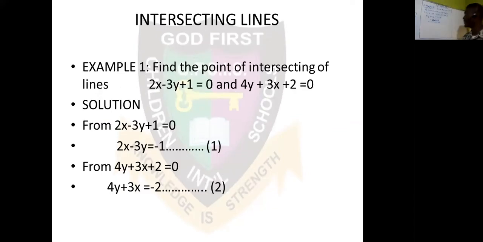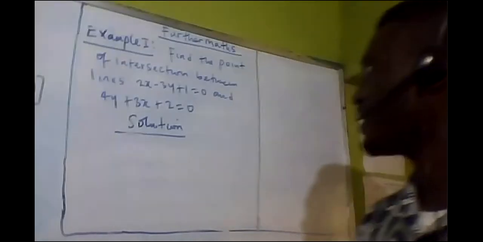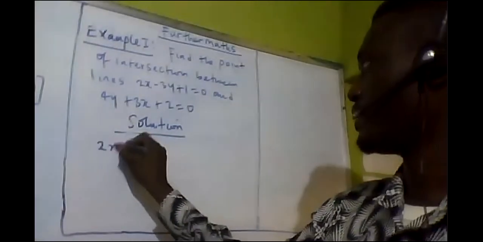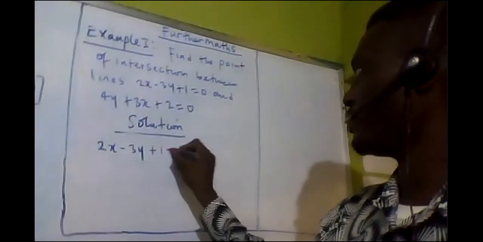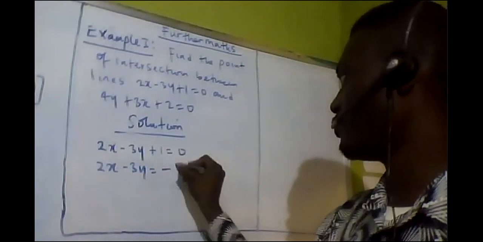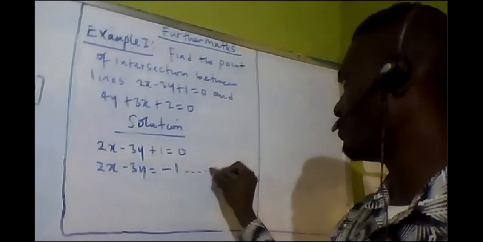So intersecting lines, the question is there already for you. Find the point of intersection between the lines 2x minus 3y plus 1 equal to 0 and 4y plus 3x plus 2 equal to 0. If two lines are to intersect, that means you must solve them simultaneously. 2x minus 3y plus 1 equal to 0 gives us 2x minus 3y equal to minus 1. So this is equation 1.